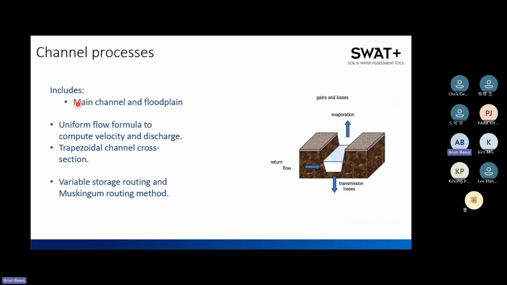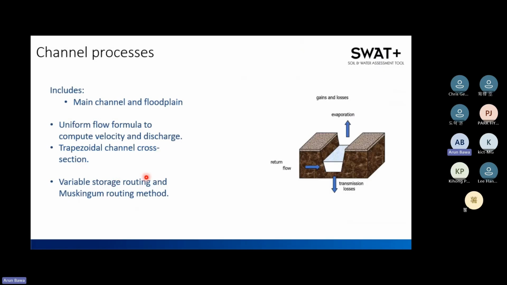As I said, it assumes that your channel is trapezoidal. Based on the topographic information that you provide as the digital elevation model, it will calculate channel length, channel width, channel flow, as well as the channel dimensions. Then it will assume a trapezoidal and well mixed channel cross section.